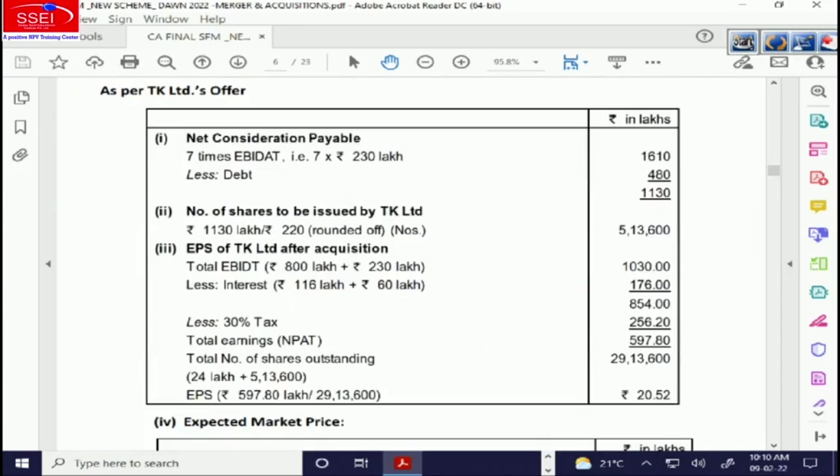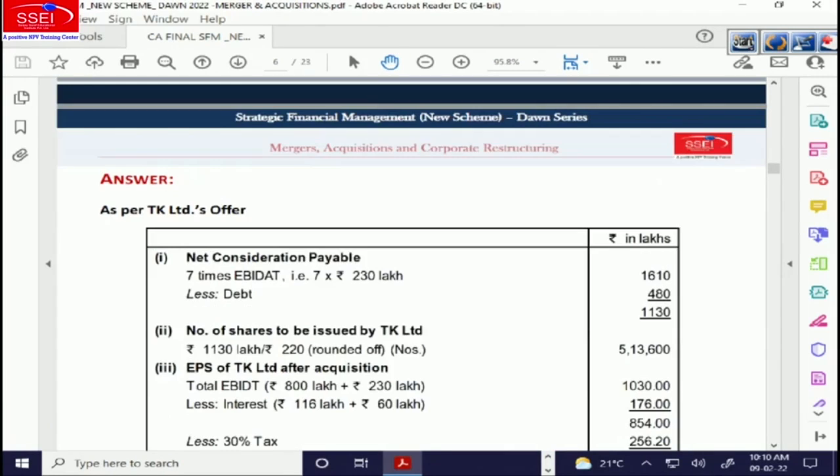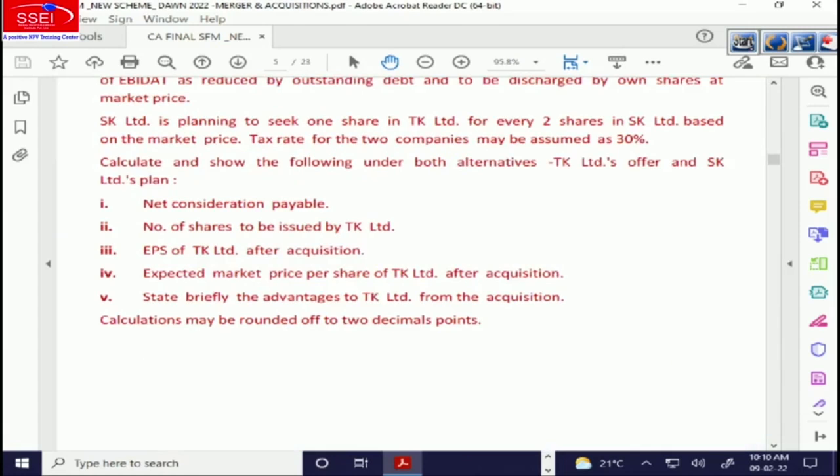The answer shows 5.4 lakh shares and 20.91. It's 20.51. They're getting 20.52 because I rounded up the shares to 5.14. It's 5,13,600 shares that are issued to SK. Perfect. Fourth part, expected market price after acquisition.